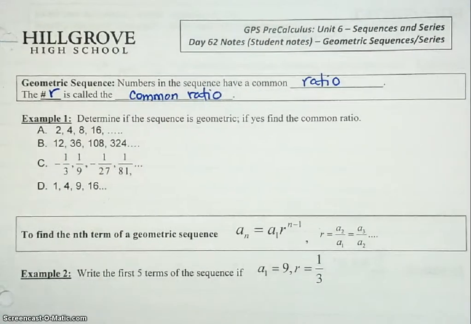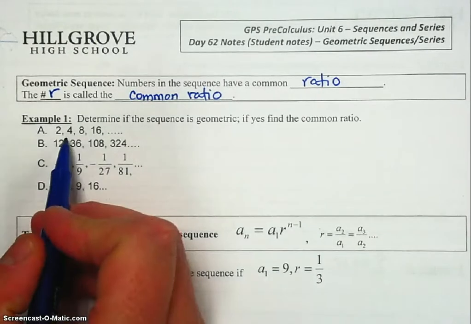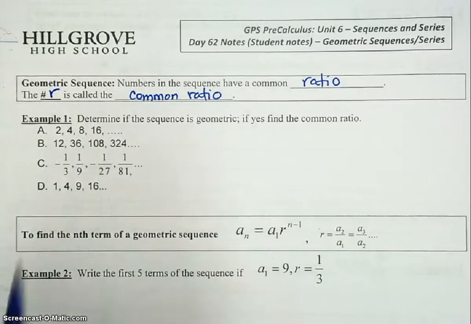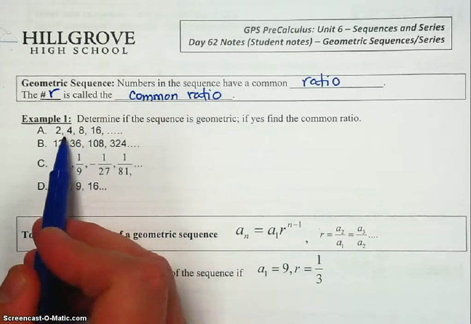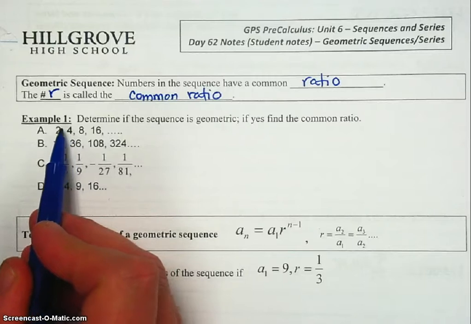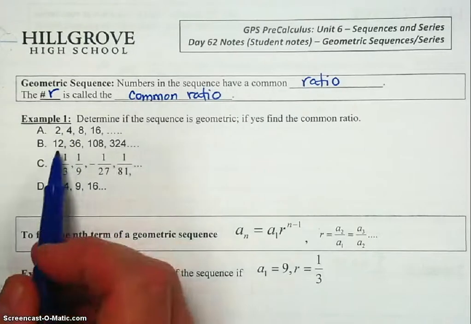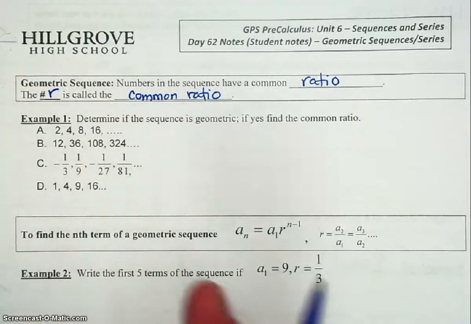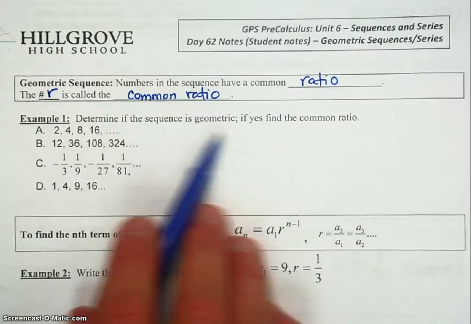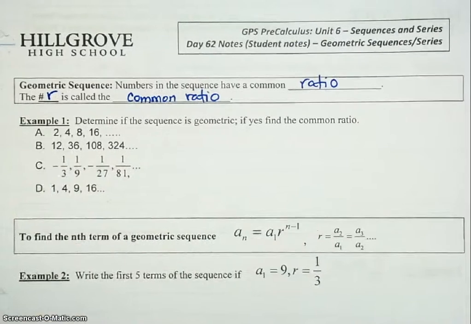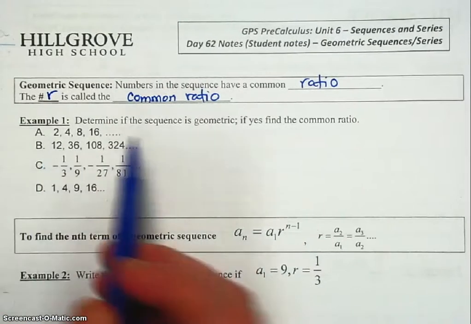Now, when we did arithmetic today, we would take one number and subtract the previous number to see if we had a common difference. Well, here, since we're doing multiplication, we'll take a number and divide by the previous number to see if we have a common ratio, not a common difference, sorry about that. So here we're just trying to determine is it geometric or not, and if it is, then let's get the common ratio. So 2, 4, 8, 16.